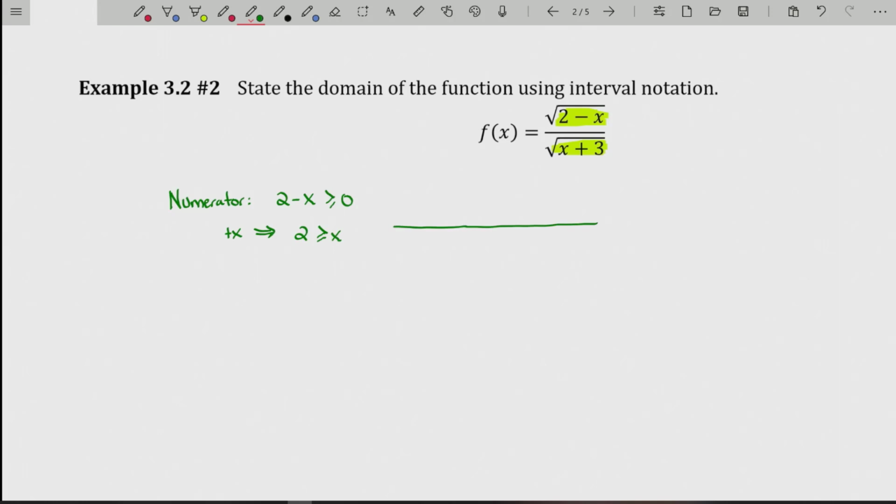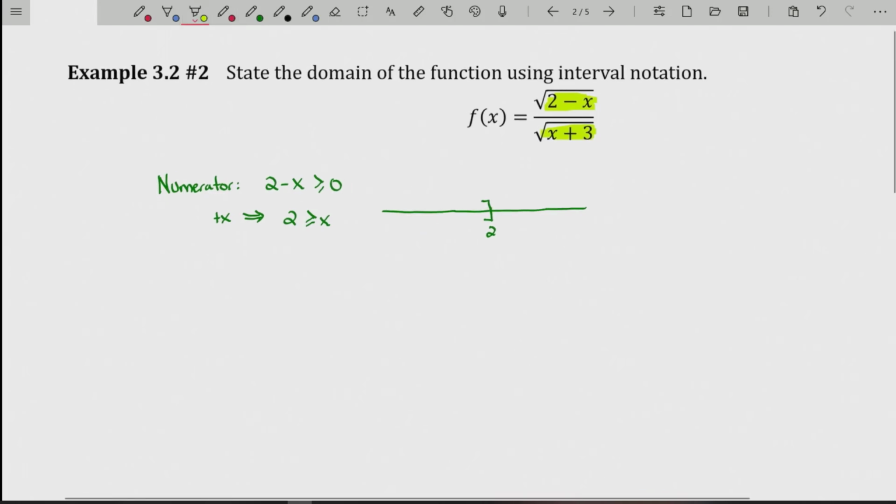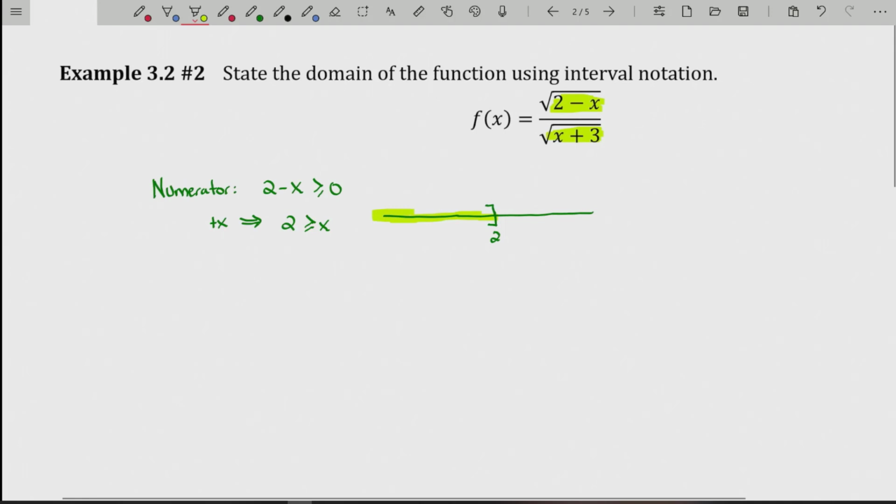On a number line, I could plot the point 2, and this tells me that x has to be less than or equal to that. So I'm just going to go ahead and put a little bracket there, and I'll highlight everything less than or equal to 2. I know that's not a great highlighting there, but it'll work. All of those x values satisfy or are allowable for the numerator.